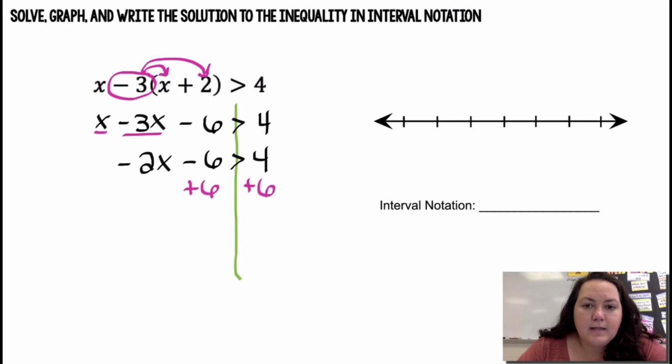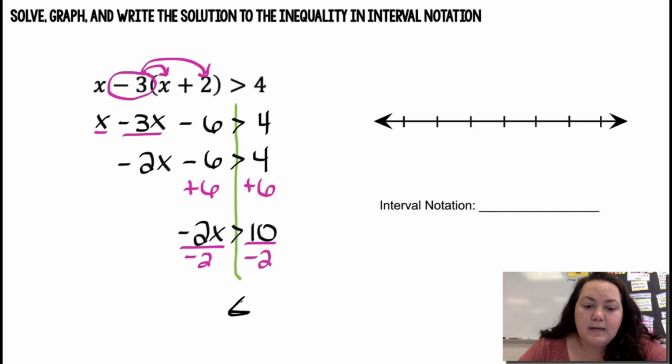I'm going to get rid of the minus 6 by adding 6 to both sides. And I get negative 2x is greater than 4 plus 6, which gives me 10. And now I'm going to divide by negative 2. I'm dividing by a negative, so I have to flip my inequality sign.